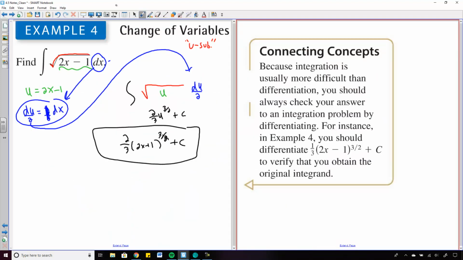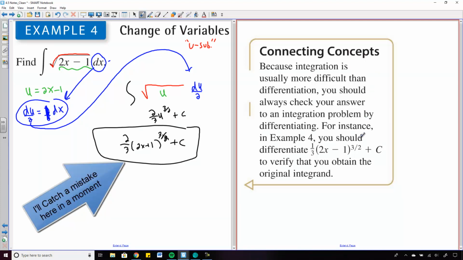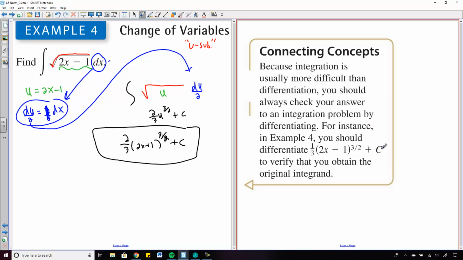So connecting concept, because integration is more difficult, you should always check it by rederiving. If we take this and differentiate it, you should verify that you'll get the same thing. Did I get an extra 2 for no reason? That's the question. Oh yeah, I lost this 2 over here. So this is kind of annoying. See what's going on here?